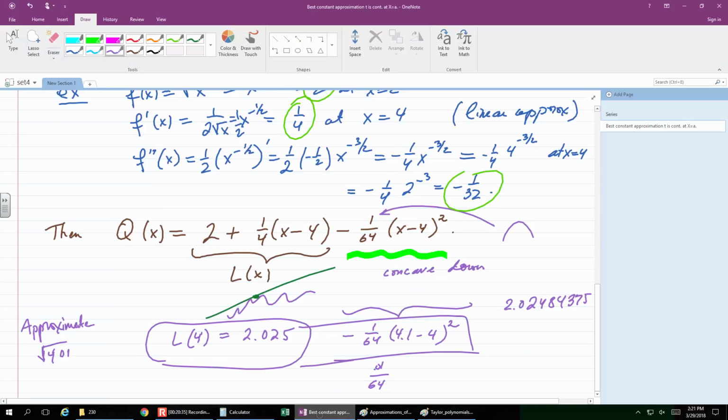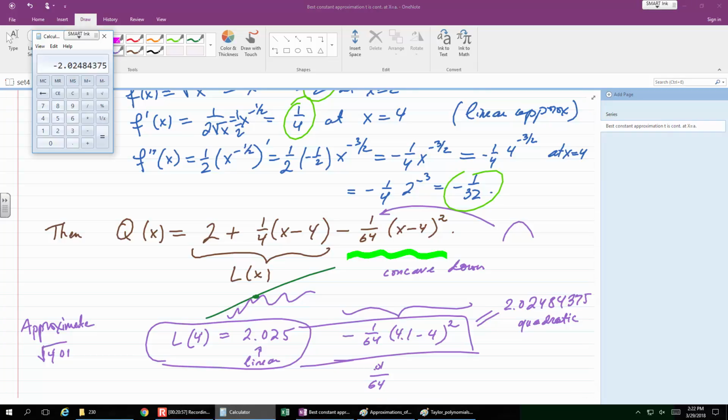So this is the approximation of the square root of 4.01, the quadratic approximation. So this is linear, and this is quadratic. Well, let's see what the calculator does. Does it do linear approximation or quadratic approximation? So let's just take 4.01 and take a square root. Where's my square root? Here it is.